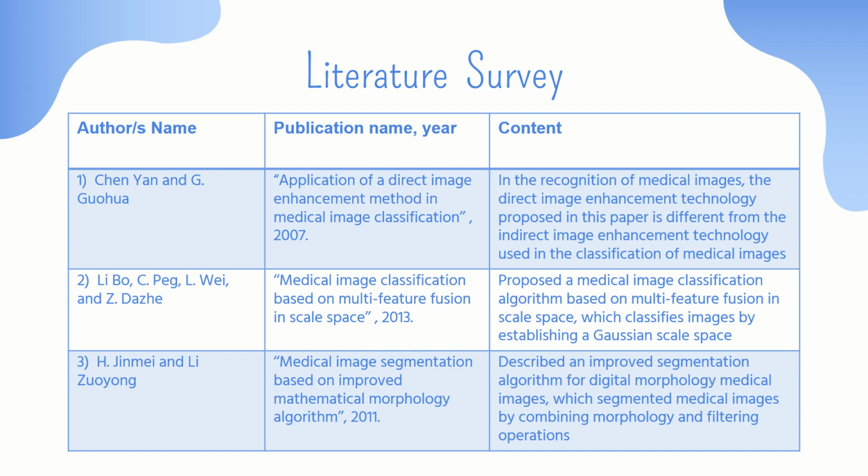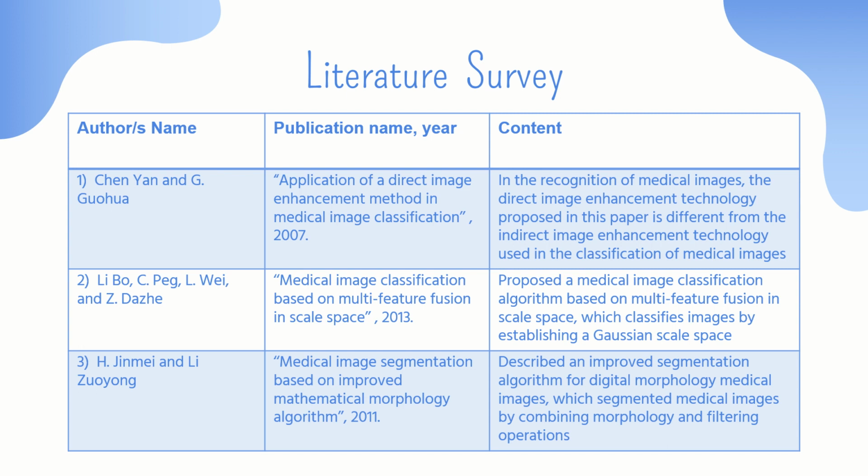Coming to the literature survey, here I have taken a few of the important publications. So the first publication is named Application of a Direct Image Enhancement Method in the Medical Image Classification by Chen Yan and others. In this paper, they have proposed a direct image enhancement technology which is very different from the indirect image enhancement technology that is currently being used in the classification of medical images.